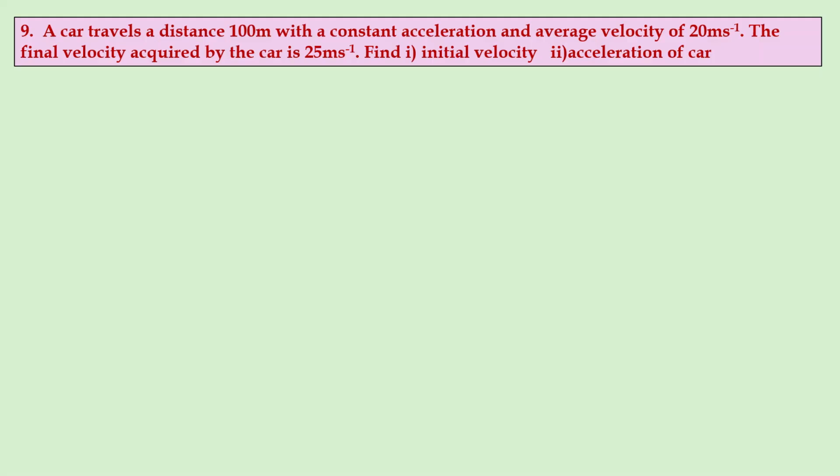Question number 9 is a car travels a distance 100 meter with a constant acceleration and average velocity of 20 meter per second. So, you are to find out the final velocity acquired by the car is 25 meter per second, and you are to find out the initial velocity first and acceleration of the car second.